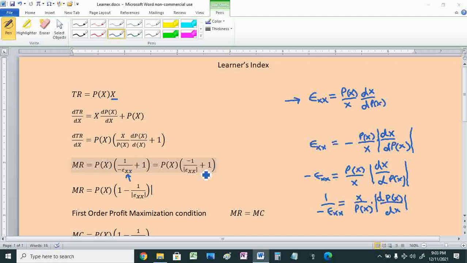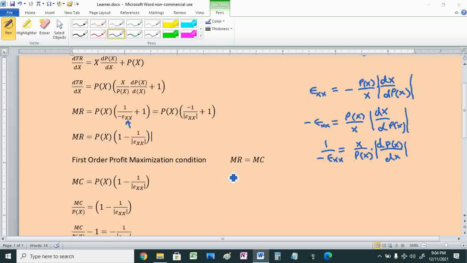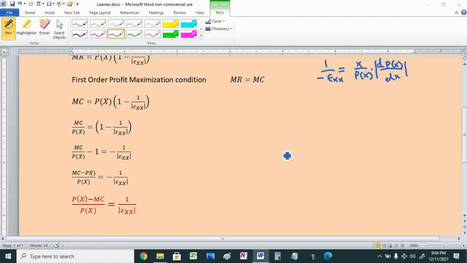In the next step, I have flipped these terms to write 1 first, 1 minus 1 over the absolute value of own price elasticity of demand, and this becomes your marginal revenue. Then I use the first order condition of profit maximization for a monopoly, which requires that marginal revenue equal marginal cost. When I do that, this is what I get. And then I have multiplied both sides by price of x to get this expression.